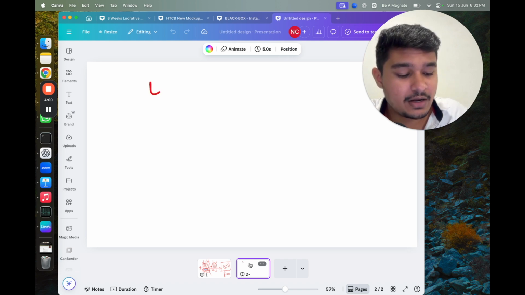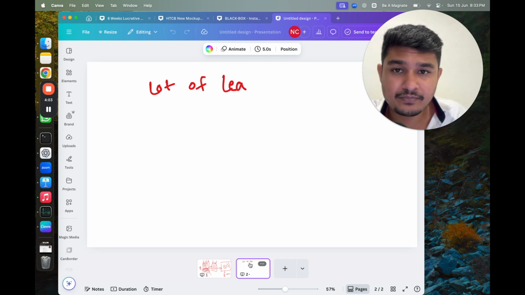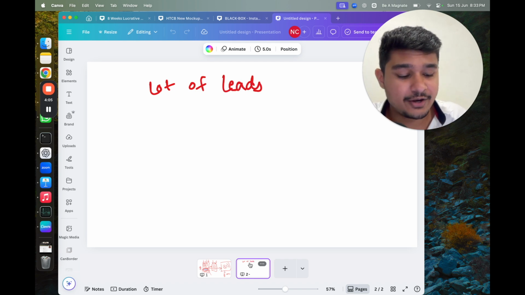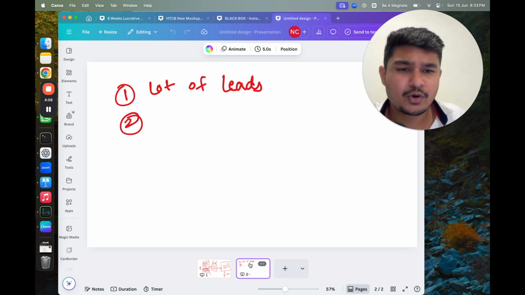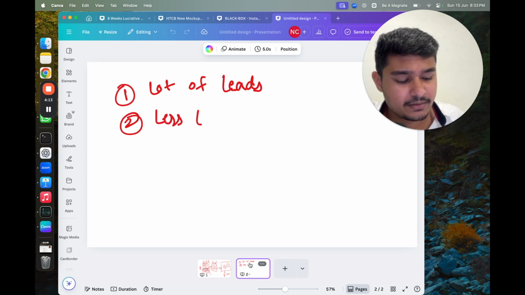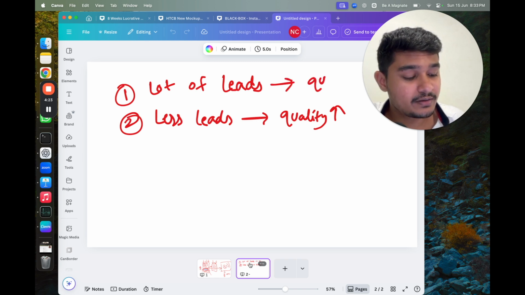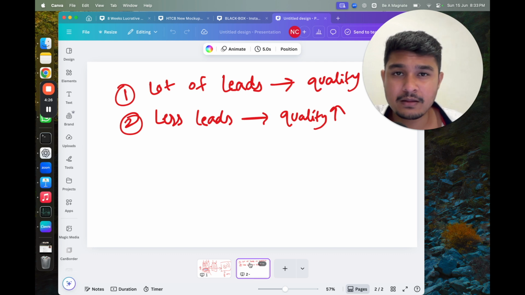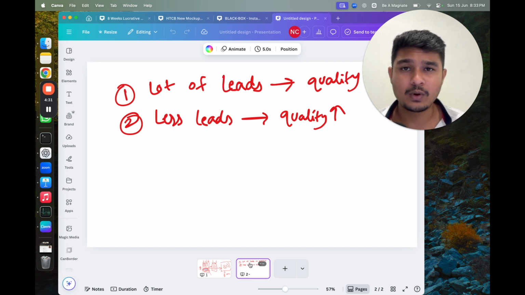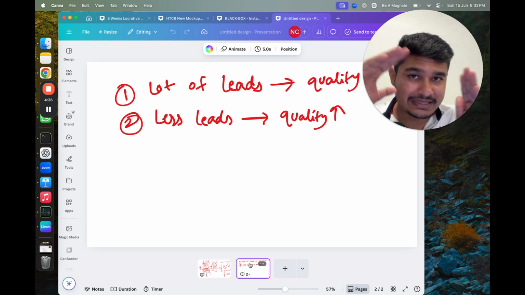Maybe you're getting a lot of leads, right? That could be scenario number one. Scenario number two is you could be getting less number of leads, but now in this case, the quality could be high, right? And in this case, the quality could be low. These could be two scenarios, and you always have to decide accordingly, like what is your scenario, and you always need to find a balance between both of these extreme scenarios.